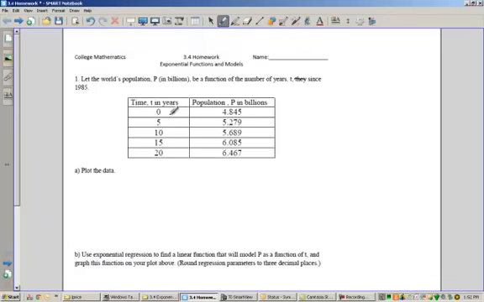Here's our table, and 0 corresponds to 1985, and then 5 is 1990, and so on. So 20 would be 2005, 20 years after 1985. On the right we have the population of the world, and you can see that it's growing. In 2005 it was 6.467 billion people, and the first thing we want to do is plot the data. First we have to get the data into our calculator.